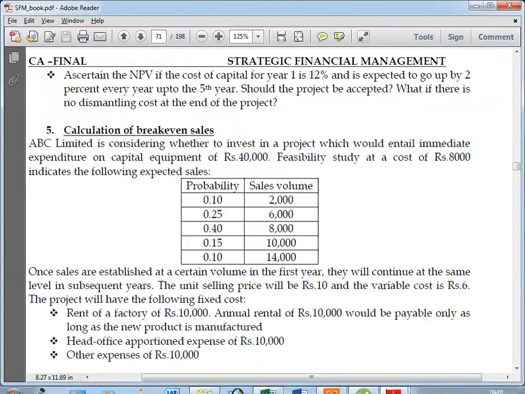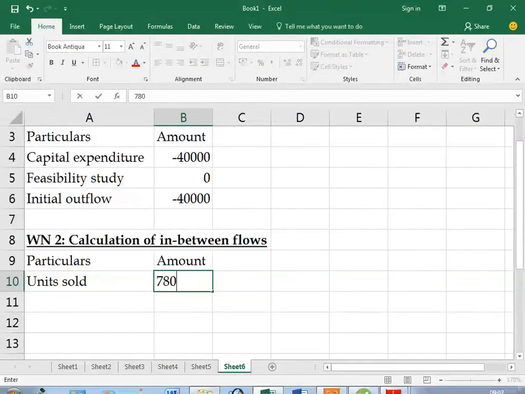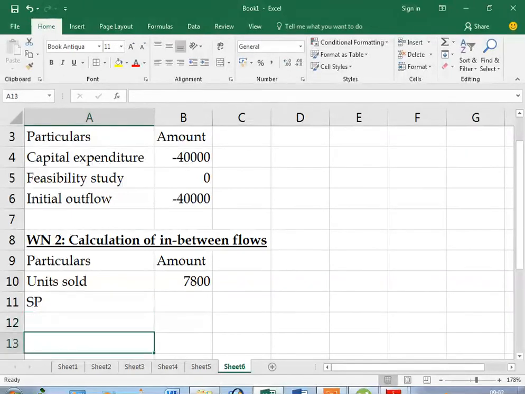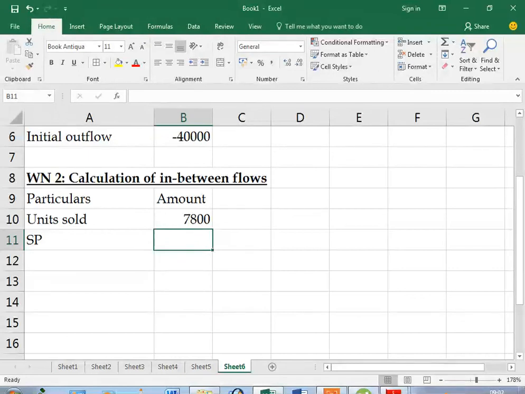Wherever probabilities are there, the expected sales volume is the weighted average of the probability. What number you get? 7,800. Okay, right. Units sold 7,800. Selling price is 10. Any doubts on 7,800 number? Weighted average, selling price is 10, sales. Sales is 78,000.